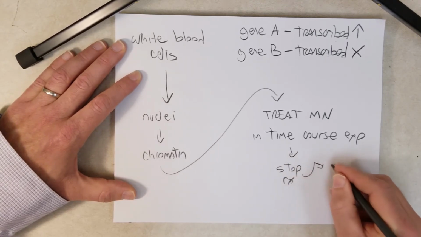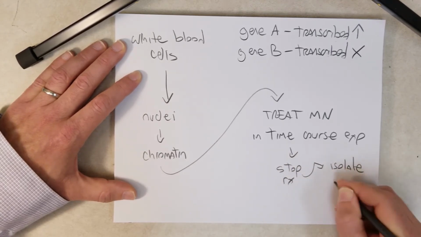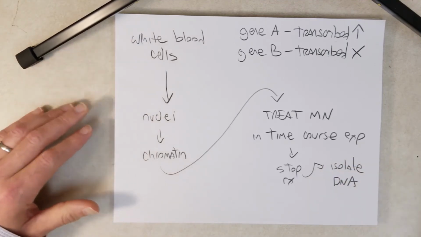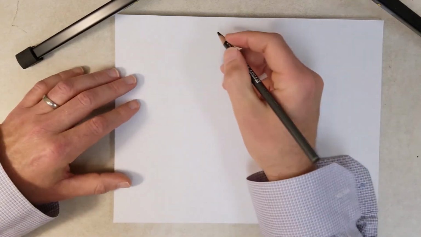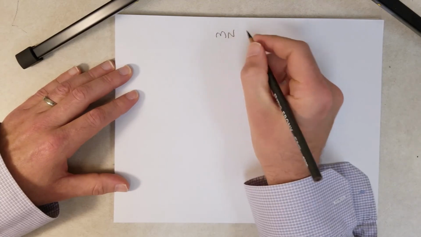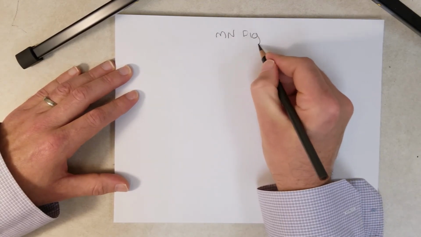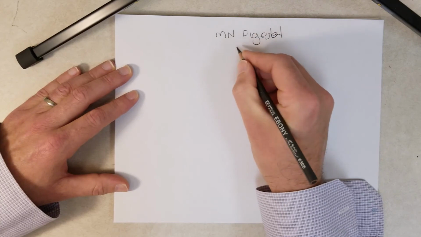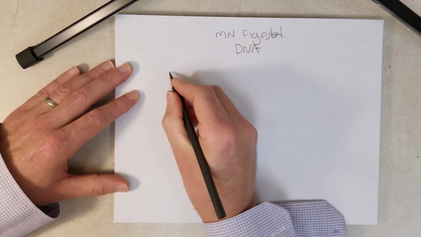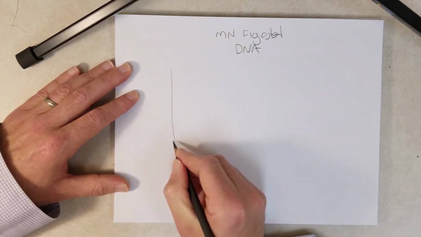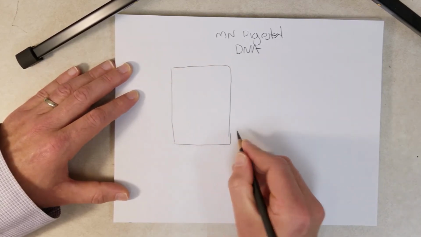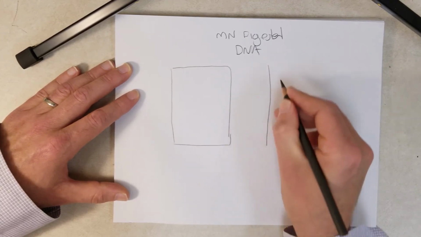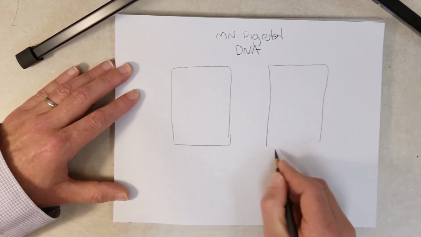Stopping the reaction, isolating the DNA, and then performing gel electrophoresis. So we take our micrococcal nuclease digested DNA and we split it. Let's say we're using half of the sample in one gel, and the other half in the other gel.